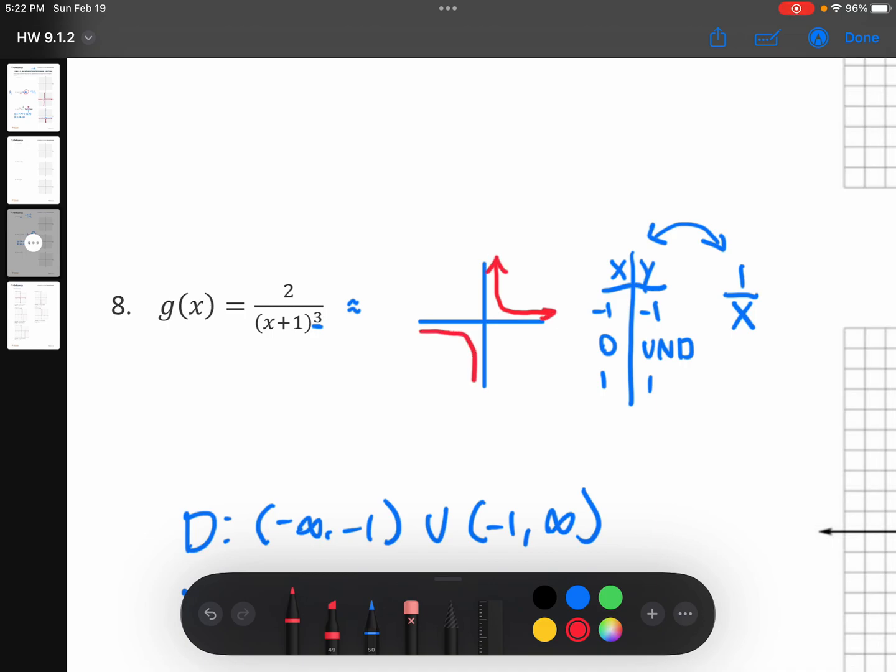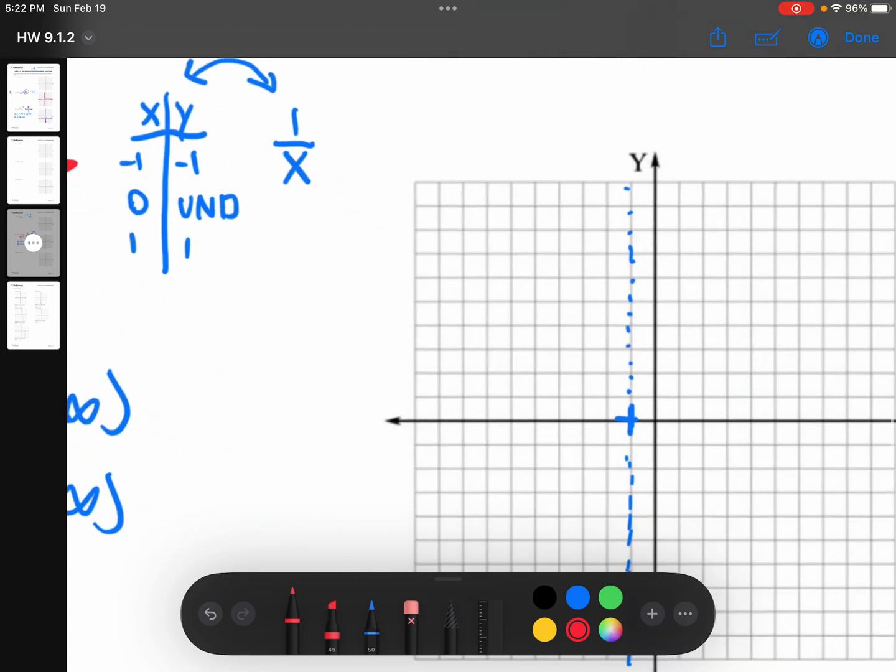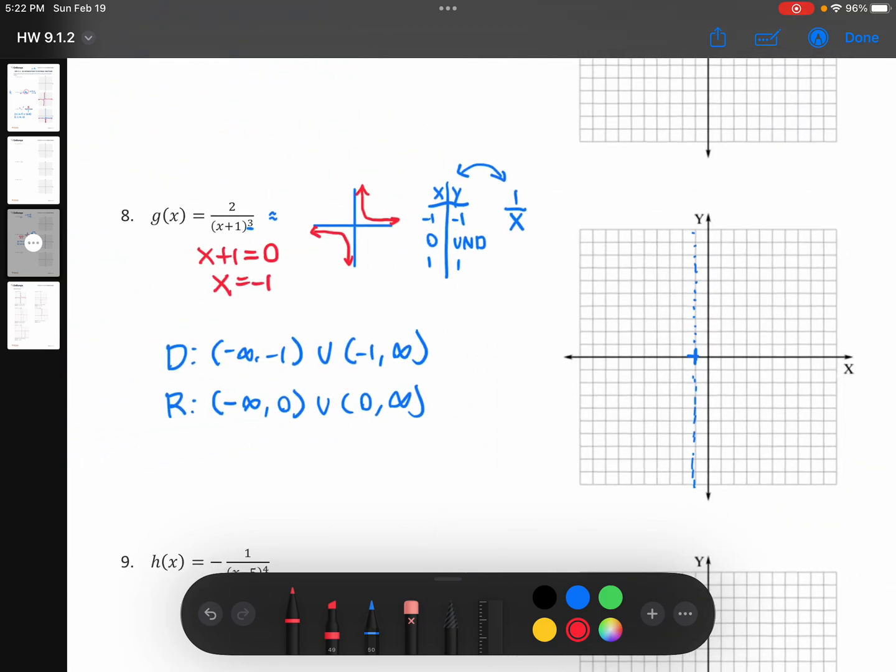Now, of course, the cube is going to make these points be a little bit different, but in general, that's what it's going to look like. That too is actually going to make this like a vertical stretch, but this would be pretty hard to do a vertical stretch on this. Now, finally, remember that x plus 1, if it's on the inside, set that equal to 0, and you get x is equal to -1, which means I'm going to move my axes one to the left, and then now we're going to graph it.